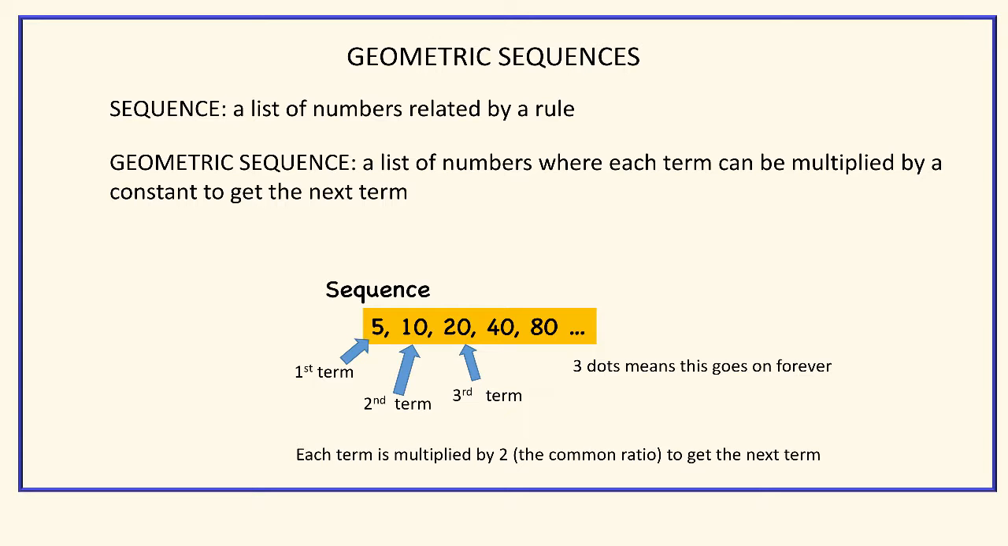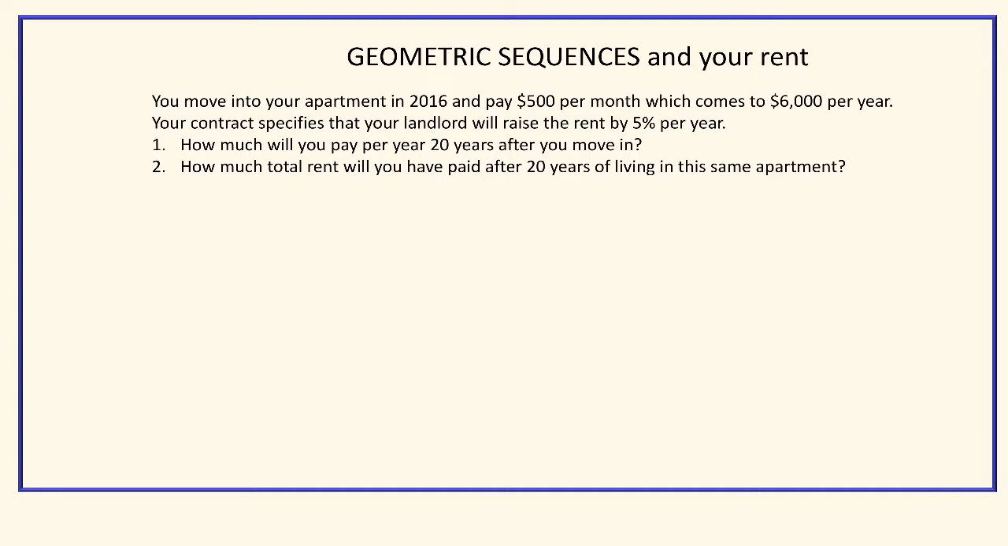Let's see how to use a geometric sequence in a problem. So you're going to move into your apartment and you're going to pay $500 per month, which comes to $6,000 per year. Your contract specifies that your landlord is going to raise the rent by 5% per year. Turns out that's a pretty hefty chunk. However, you decide that this is a great apartment, so you're going to stay. How much will you pay per year 20 years after you move in? And how much total rent will you have paid after 20 years of living in the same apartment?